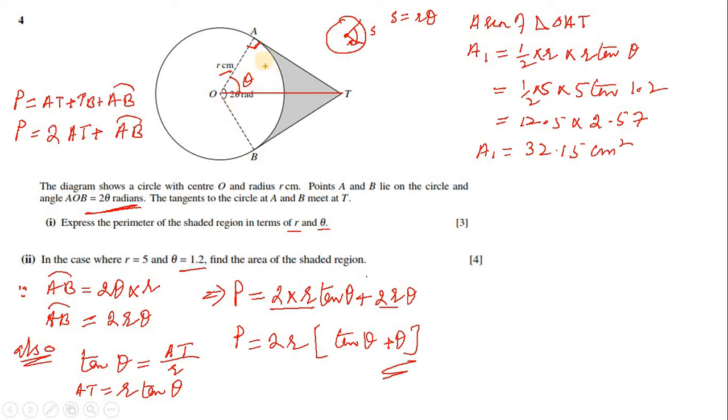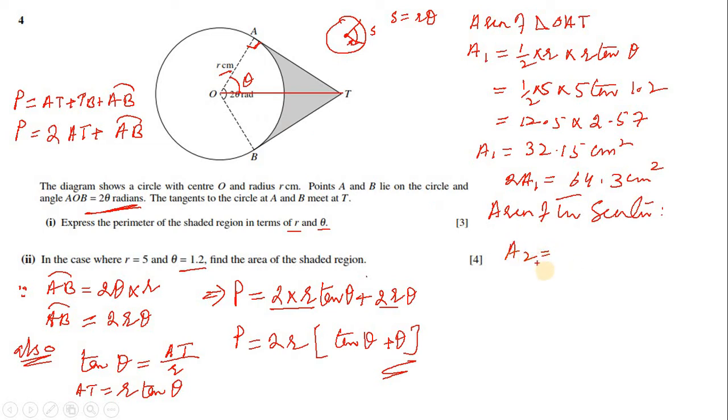This is the area of just the triangle above, and the area of the whole rectangle ATBO will be twice of A1. So double this area, it will give you 64.3 centimeter square. So this is twice of A1. And now area of the sector, you can figure out. So area of this sector of the circle, let's call it A2.